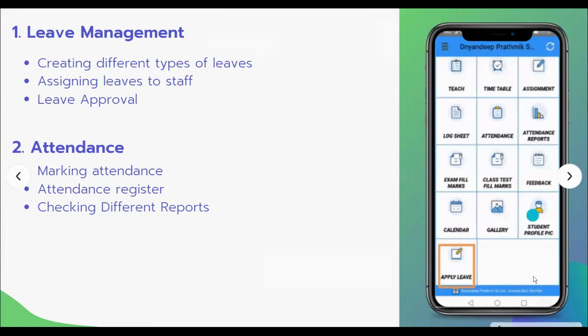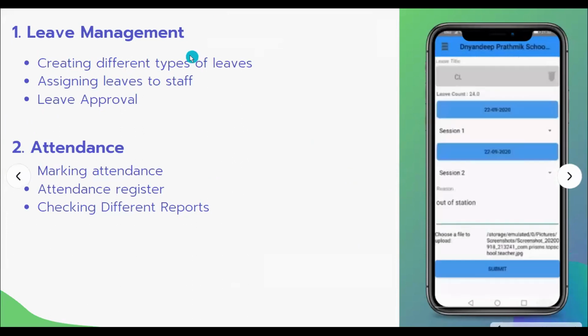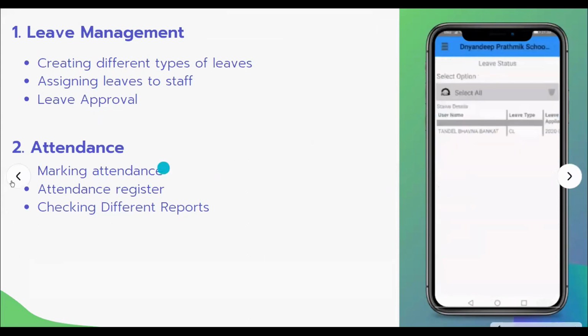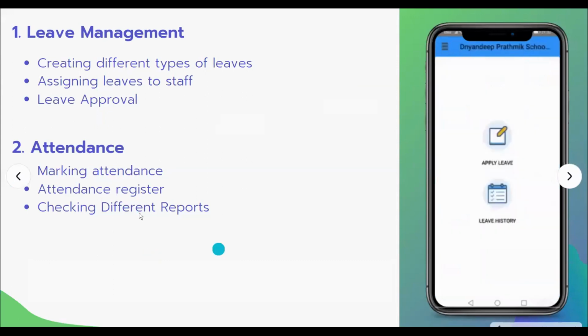If you can see the image at the side, this shows how our staff can apply for leave from their login. And we are going to see how to do the setup of leaves, and how we can also approve or reject any particular leave as an admin. Then after that is attendance: how admin can mark attendance and how they can view the attendance register and different types of reports.